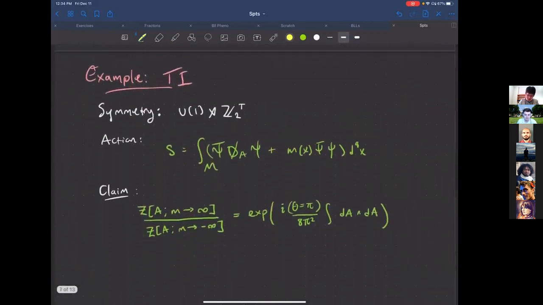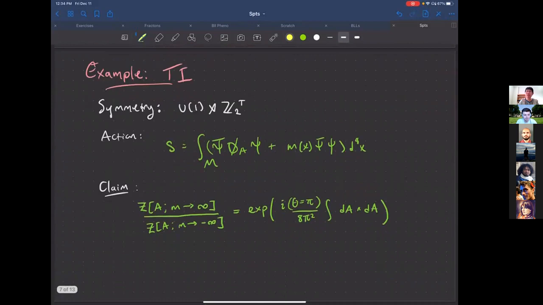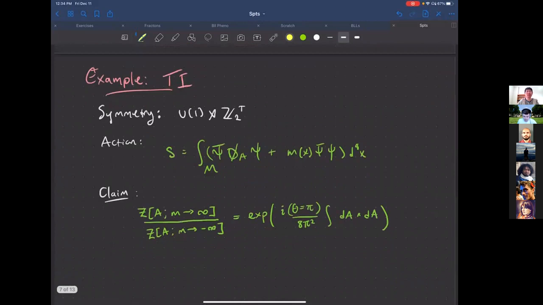Okay, so finally we're going to do an example, which is my favorite example, and is the OG example. And that example is the topological insulator. So this is why SPTs are a big deal, in my opinion. So okay, the TI is a symmetry protected topological phase.